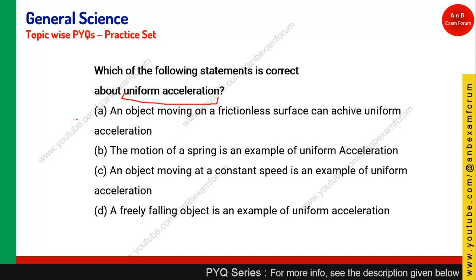Okay, so it is false. The motion of spring is an example of uniform acceleration. Again, it is false. An object moving at constant speed is an example of uniform acceleration. No, it is an example of uniform velocity. So it is also false. So we are left with option D. A freely falling object is an example of uniform acceleration. So option D is the right answer.